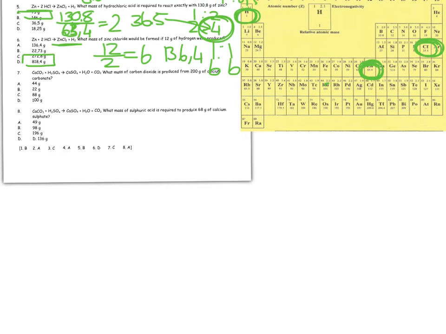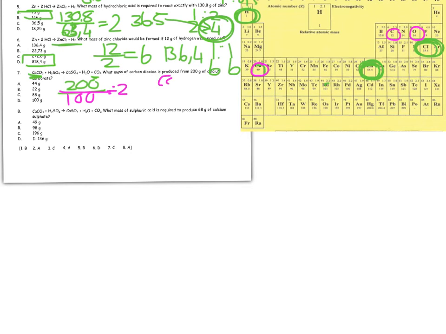And I land up with 818,4 grams. Next one, what mass of carbon dioxide is produced from 200 grams of calcium carbonate? So the first thing is to say I am relating carbon dioxide and calcium carbonate. I'm going to go 200 and I'm going to divide it by the calcium carbonate molar mass, which is 40 plus 12 plus 3 times 16. And I land up with exactly 100, so that is equal to 2.